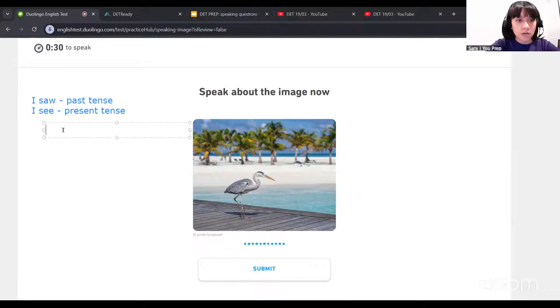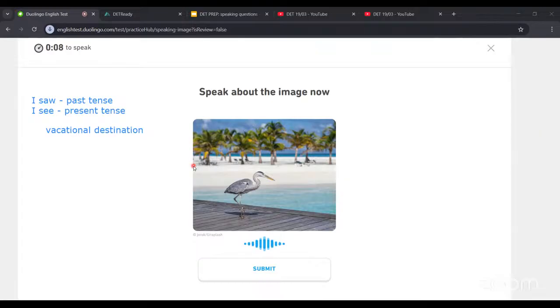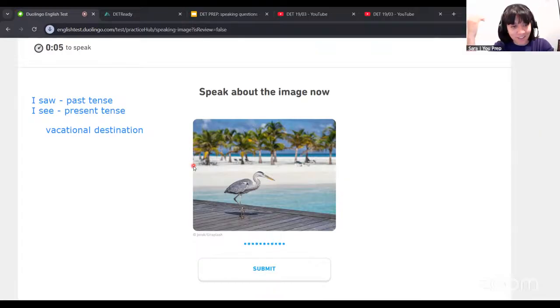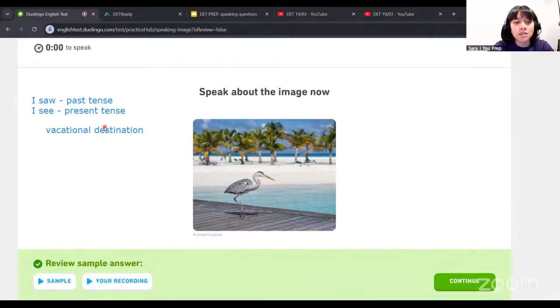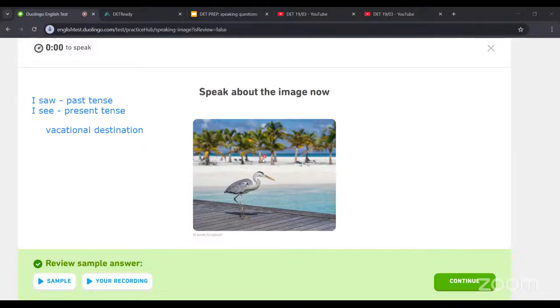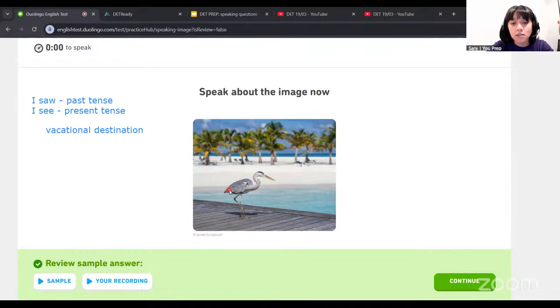Very good. So, little corrections before giving more. You said "I saw." So we don't really want to say "I saw" because that's in the past tense. Yes, you see. Okay, so "I see." Okay, so there's a vacation place. It works, but better to say vacation destination. Okay, so yes, you talk about the beach, the ocean, the bird, and then you stop with the bird.